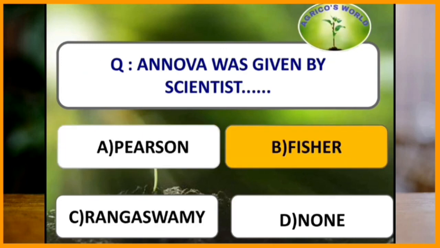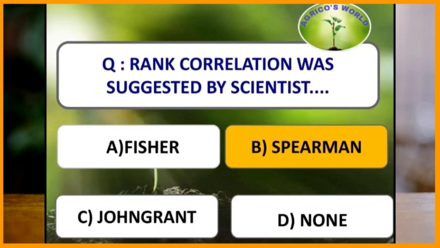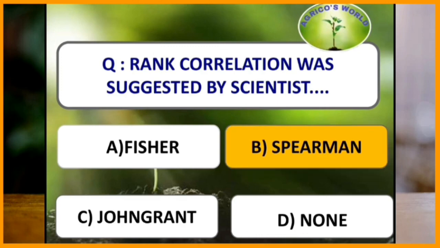ANOVA was given by which of the following scientists? ANOVA, that is analysis of variance, was given by R.A. Fisher. Moving on to the next question. Rank correlation was suggested by which of the following scientists? Rank correlation was suggested by Spearman.